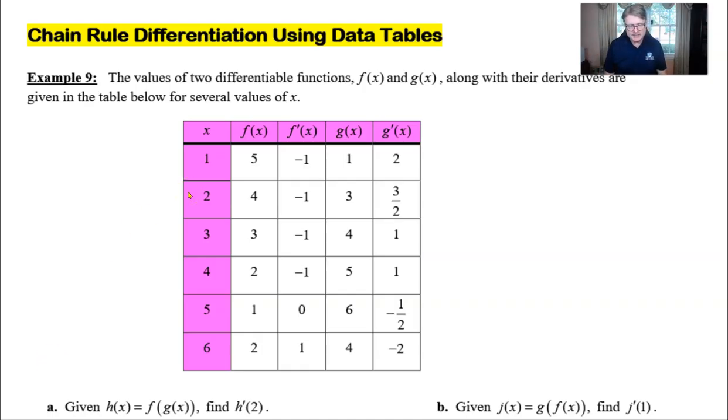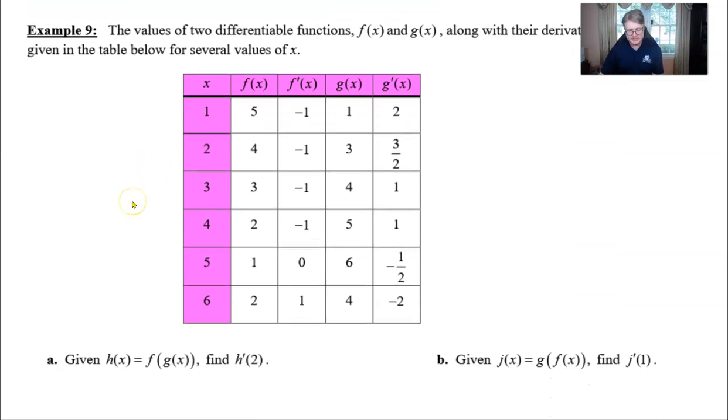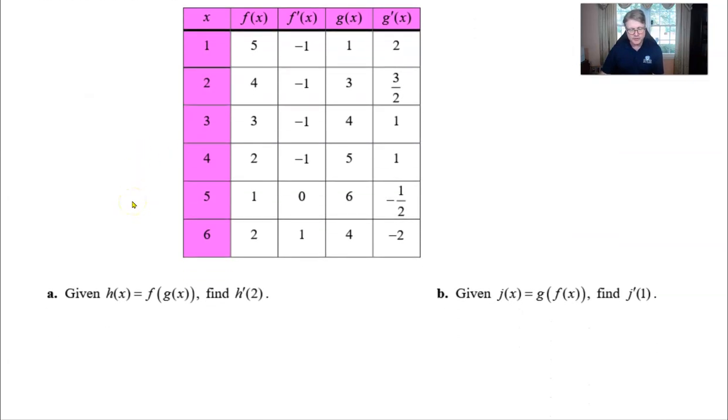So as it says, the values of two differentiable functions f of x and g of x, along with their derivatives, are given in that table just below. As you can see, you have 24 values in that table, of which we're probably not going to use all of them. So if we scroll down a little bit to see our questions, we're going to answer part A first. It says, given that h of x is f of g of x, let's find h prime of 2.